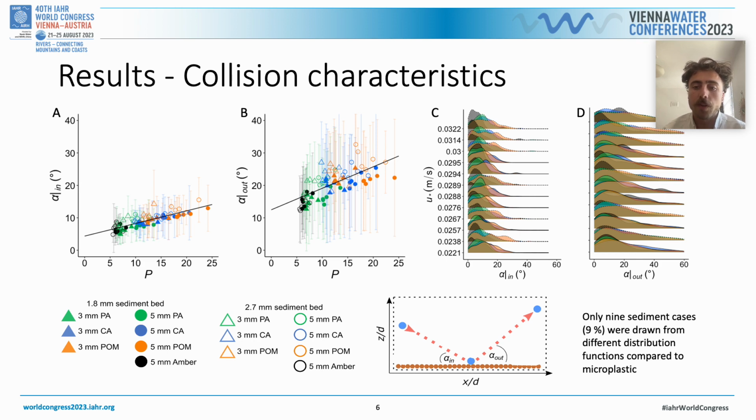We also undertook a very similar analysis to the previous slide to see if the distribution functions of the inwards and outwards angles for amber and microplastics are drawn from the same functions. We find that only 9 amber cases, so 9% of all the experiments that we did, were different to the microplastic distribution functions.